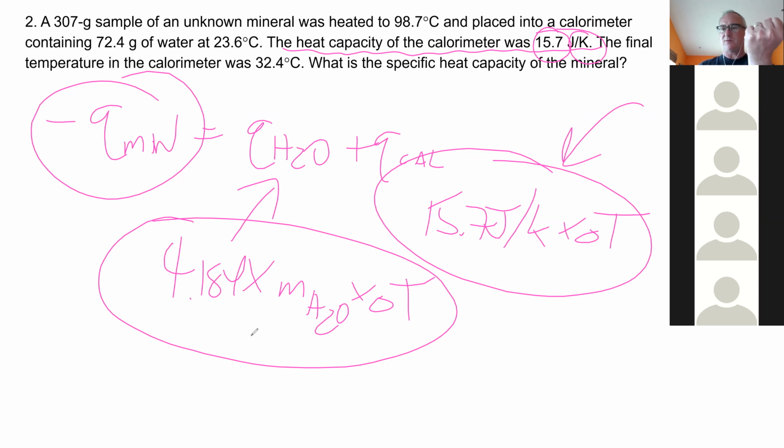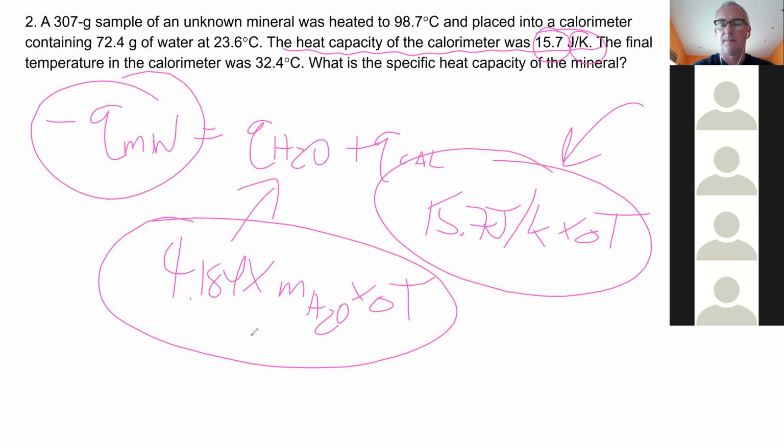So if you take the heat that was lost into the water plus the heat that was lost into the calorimeter, all that heat came from the mineral that was heated up. So just add the two together. Add the water and the calorimeter heat that was gained together, and that will equal the heat that was lost by the mineral. And then it's just solving for the heat capacity.